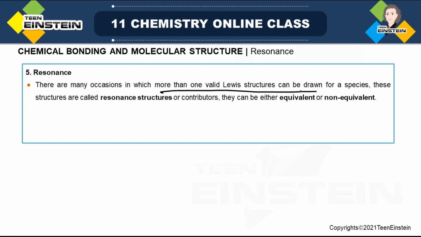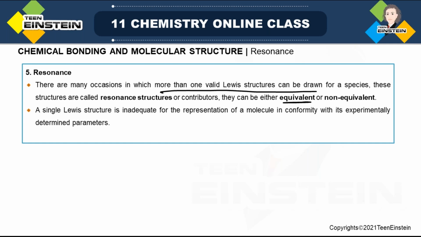And this type of resonance structure, you will see for some species, they are equivalent. When I say equivalent, that means when you draw the structures, suppose 3 resonance structures are there or 2 resonance structures are there, you will not find any difference between them. They are all equivalent to each other, but that may not always be the case. So when it is not, it will be non-equivalent resonance structures.